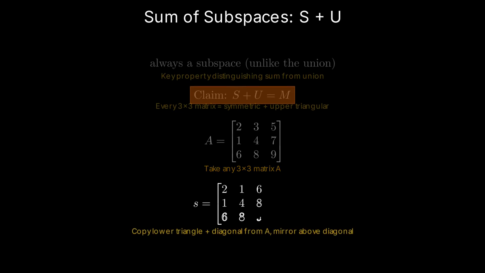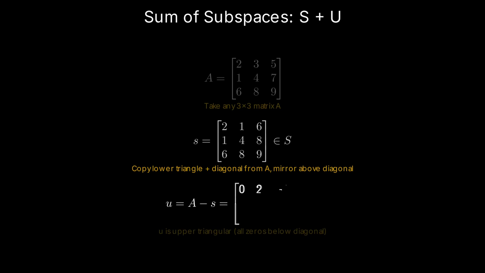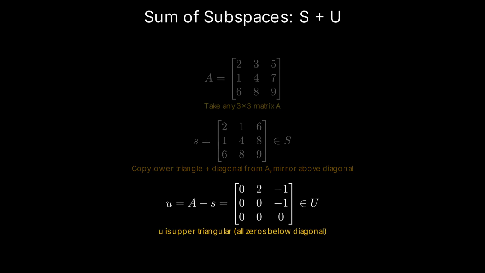We build a symmetric matrix S as follows. Copy A's entries on and below the diagonal, then mirror them above the diagonal. So S gets the diagonal entries 2, 4, 9. Below the diagonal, we copy 1, 6, and 8. Then we mirror these above the diagonal, giving S equals 2, 1, 6 in the first row, 1, 4, 8 in the second row, and 6, 8, 9 in the third row. This matrix is symmetric.